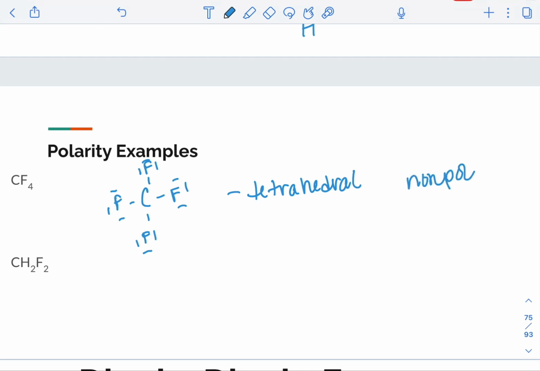All of those dipole moments will cancel each other out. It's harder to see because they're not directly opposed to each other like they are in linear, but that's definitely what happens. If something is a symmetrical shape, it is nonpolar.